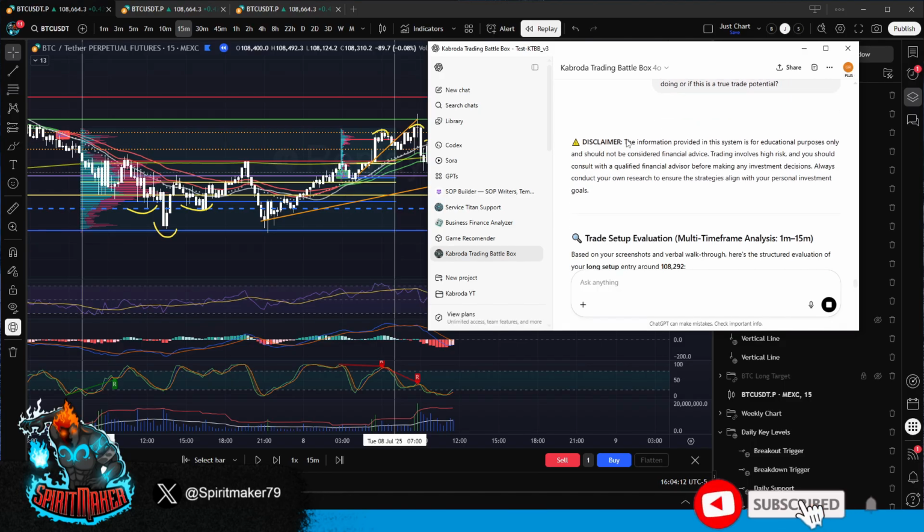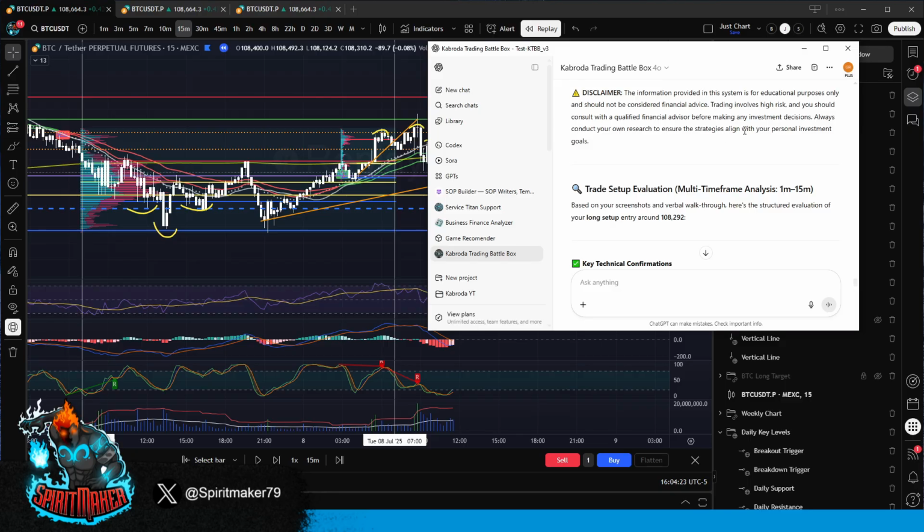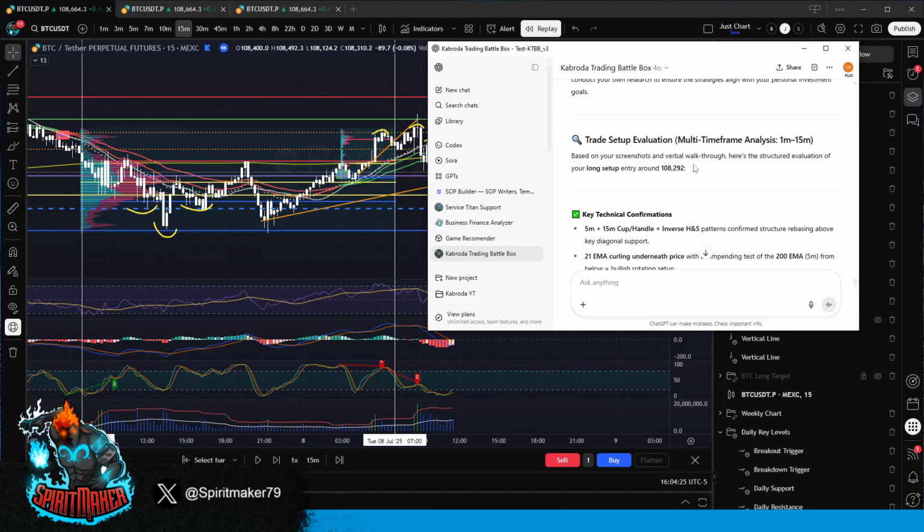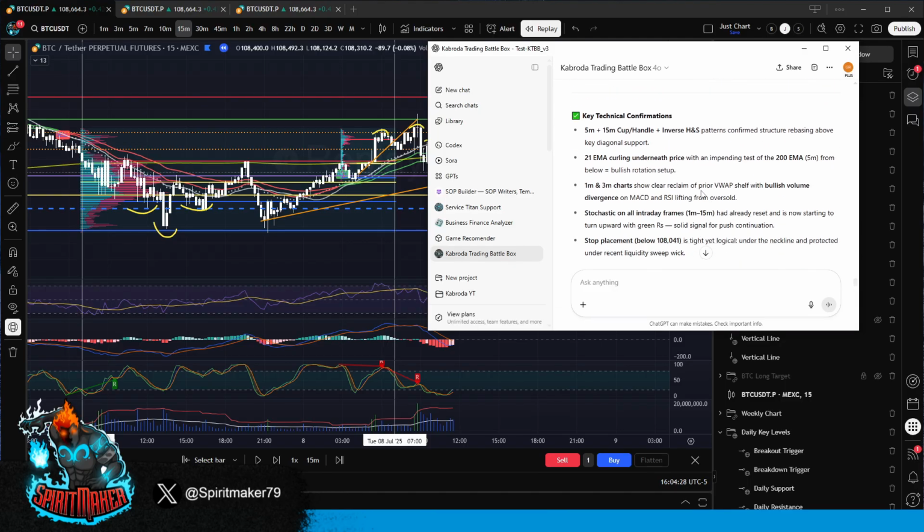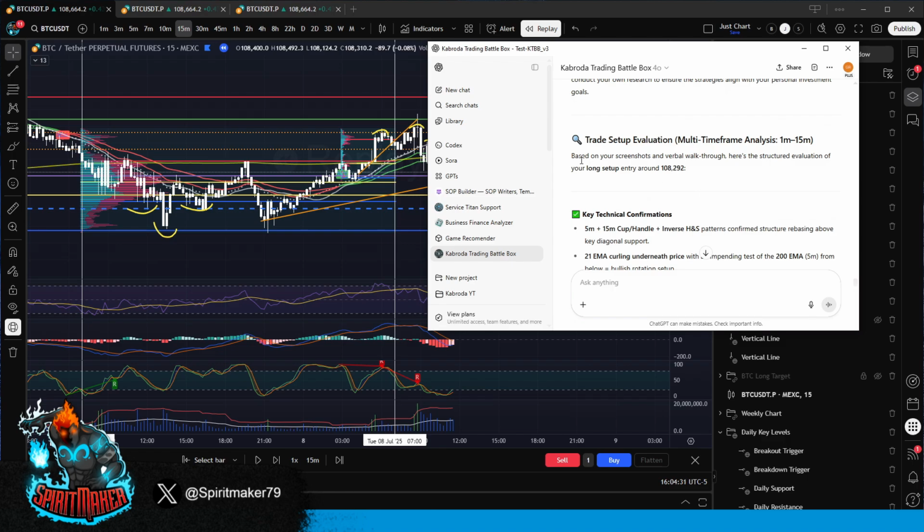The other thing is this disclaimer will pop up. You've seen me talk about it before, but it's just to let you know that this is for educational purposes. It's not considered financial advice. Trading is at your own risk. This is just an area for you to evaluate trades and help you make decisions on trades that you're already looking for, based on the screenshots and the verbal walkthrough.